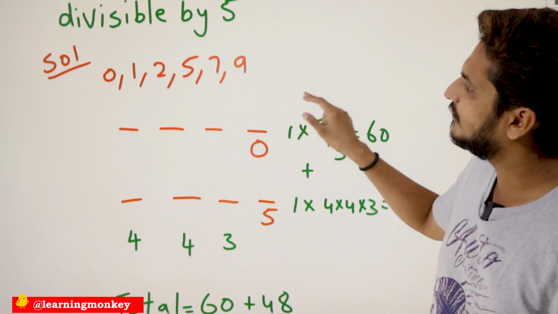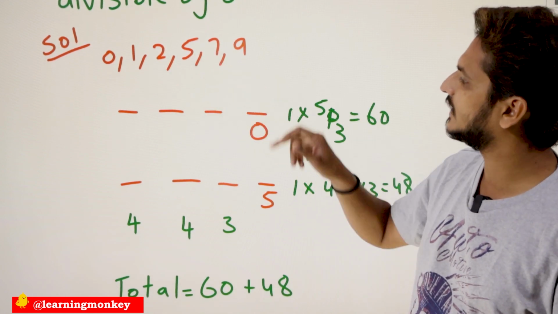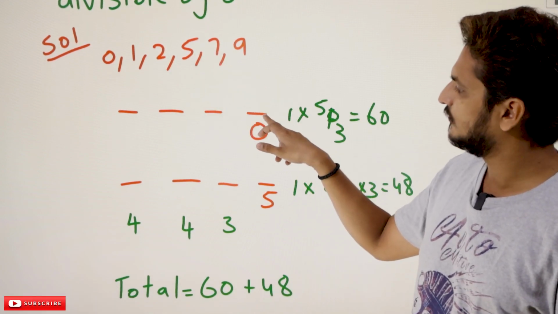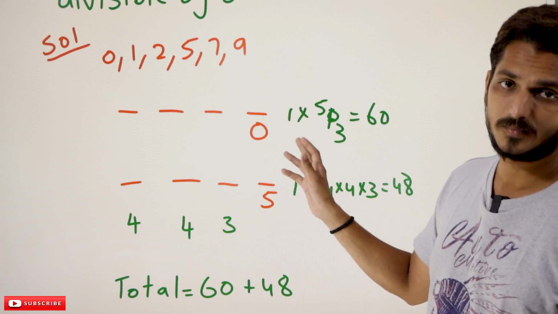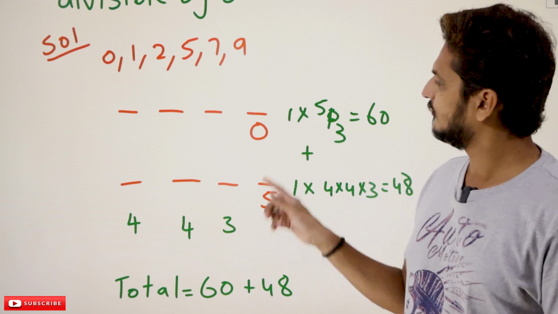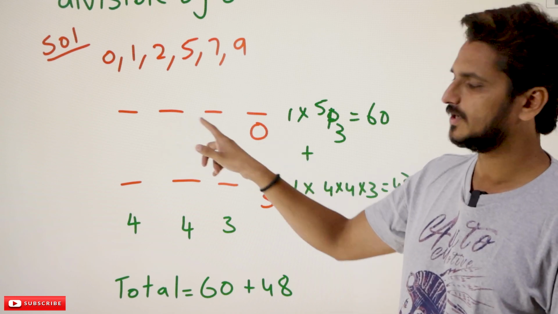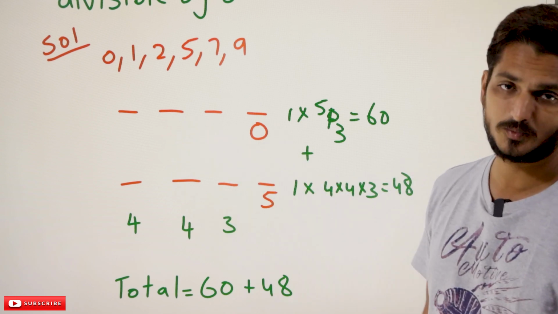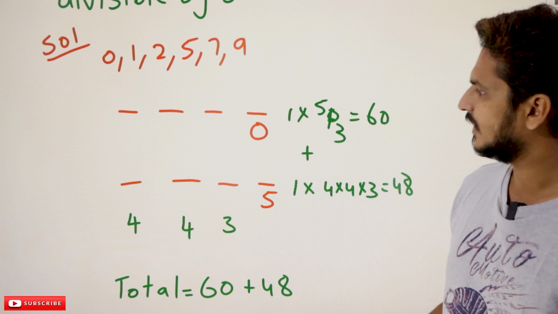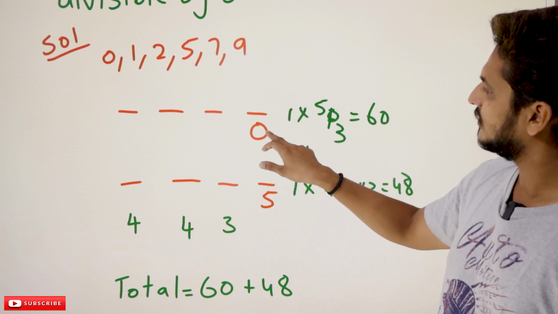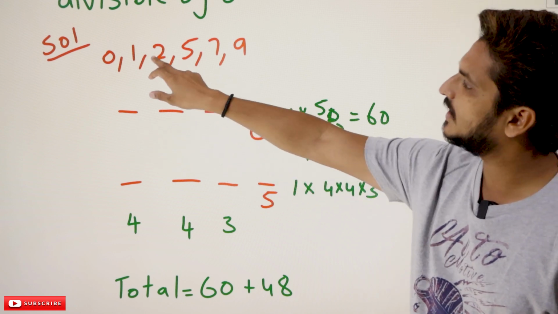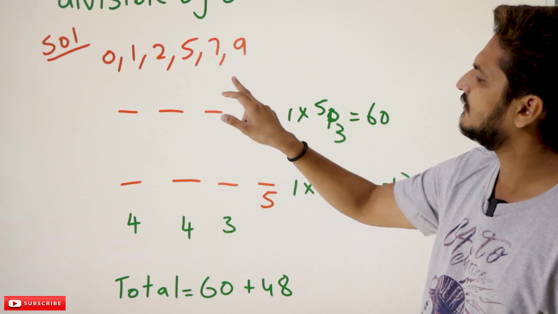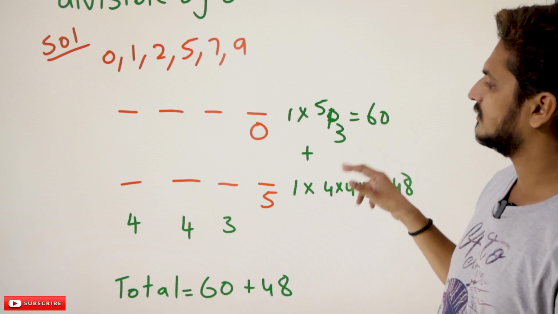Divisible by 5 means here, among 0, 1, 2, 5, 7, 9, in this position you can place 0 or 5. Both numbers make it divisible by 5. If you place 0 here, this is one possibility. If you place 5 here, this is another possibility. If you place 0 here, the remaining 3 positions can be filled with how many elements? 5 elements remain, 5P3 ways, that is equal to 60.